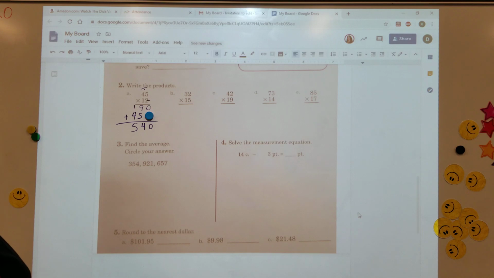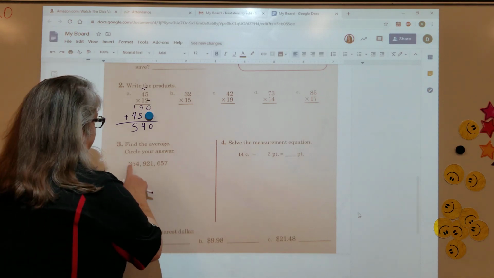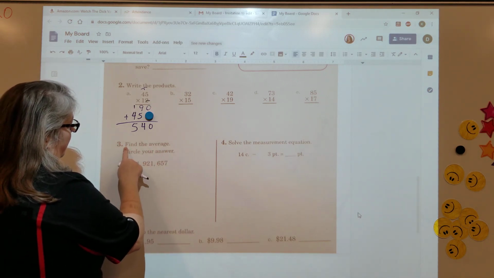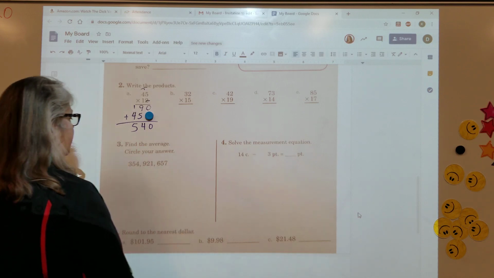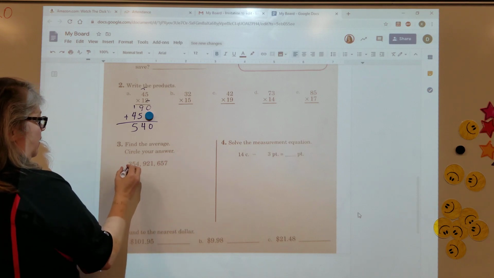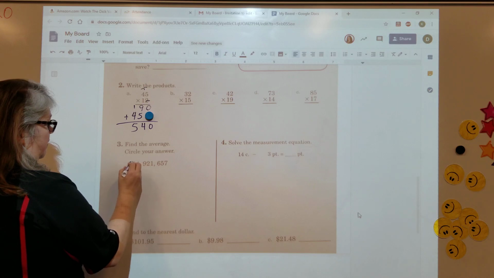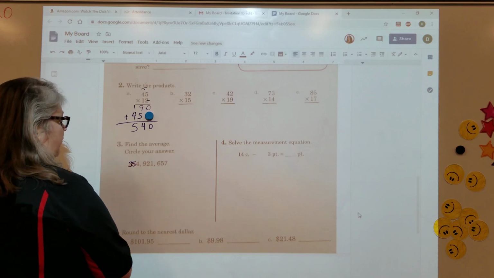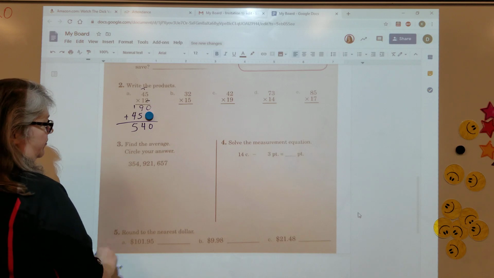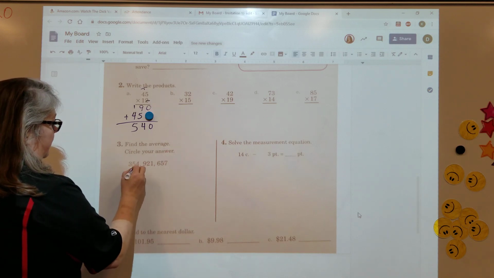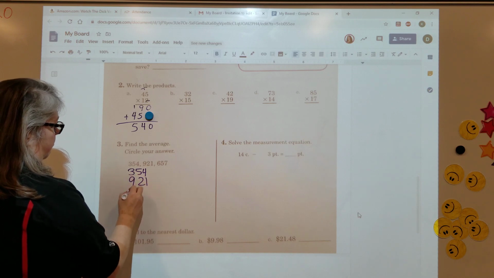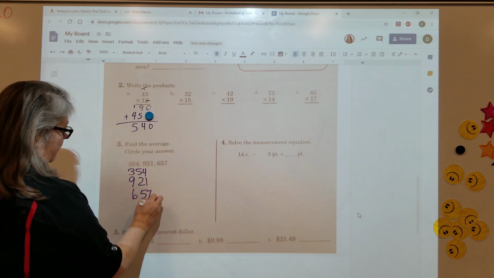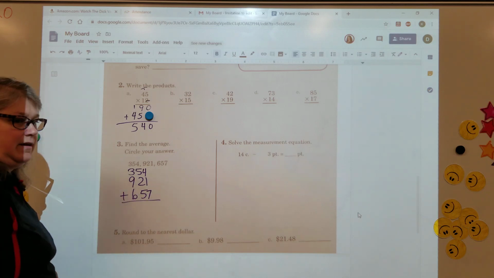Okay. Now let's review averaging. Find the average. Then you're going to circle your answer at the end. So we're going to add all of those together. I'm just going to go ahead and use this one. No, it's too little. You won't be able to see that very well from over there. So let's just move over here. 354 plus 921 plus 657. If you think you already know it, you can do it without any help. Pause the video.